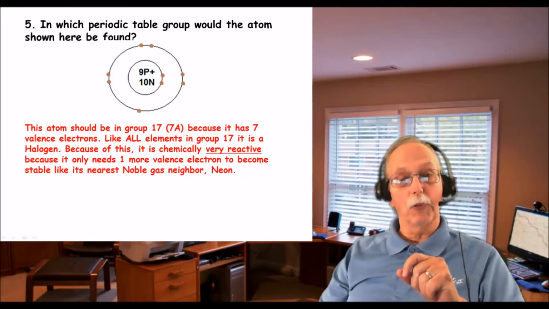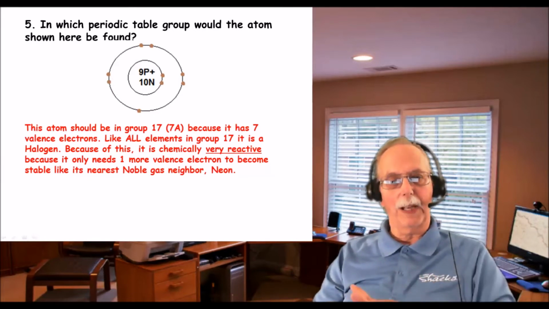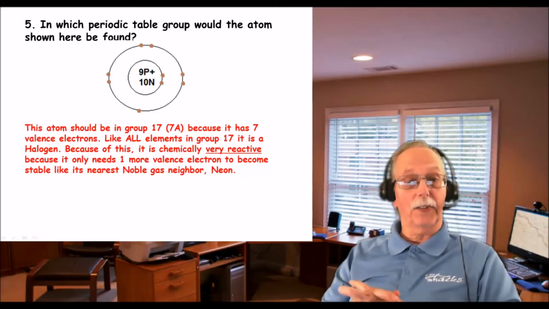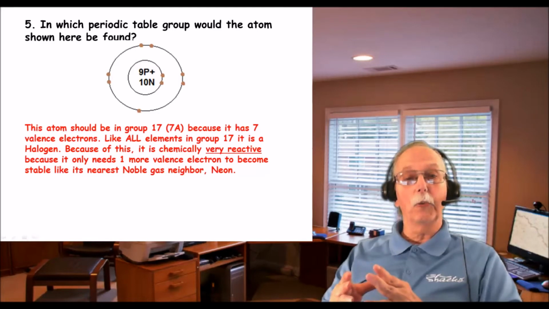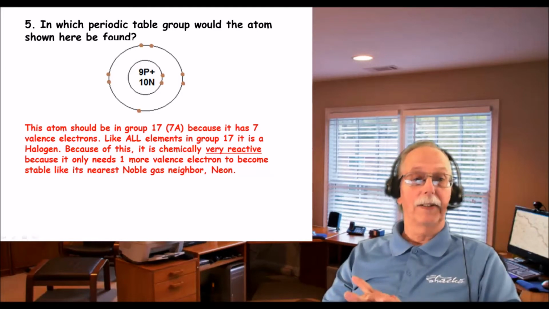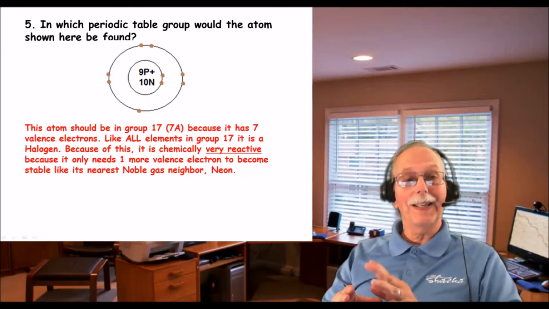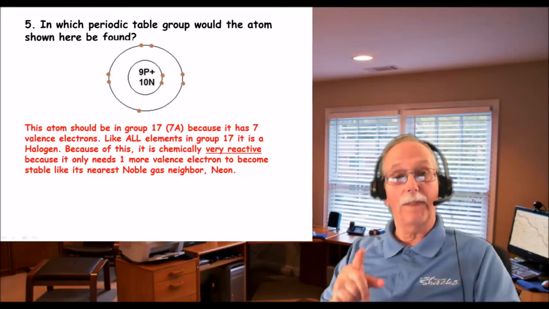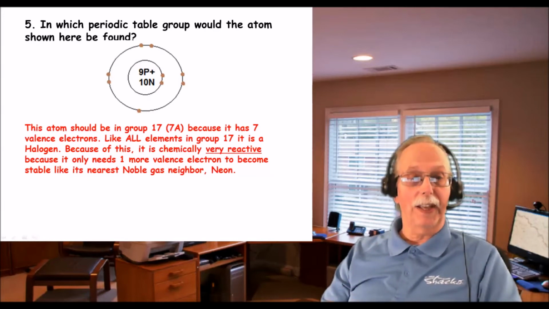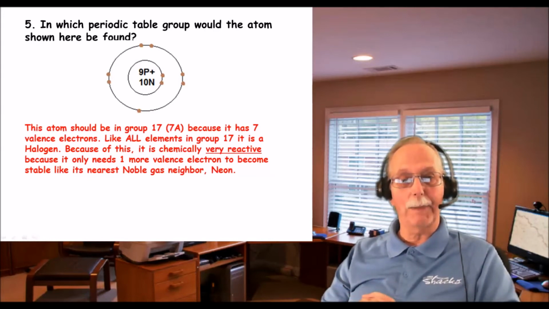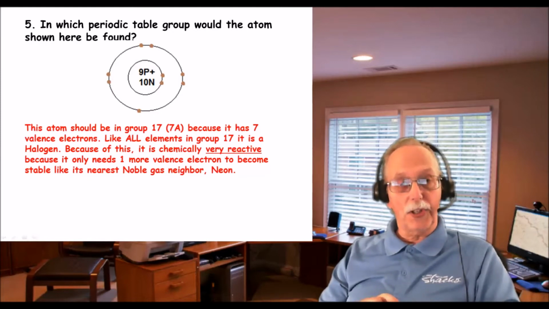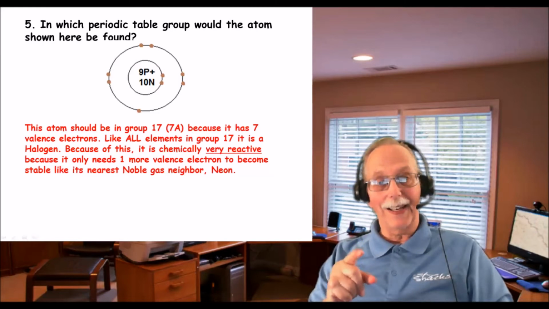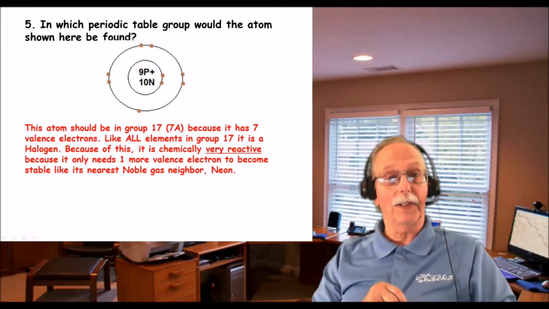This atom should be in group 17, or in older periodic tables listed as group 7A, because it has 7 valence electrons. Like all elements in group 17, it is a halogen. Because of this, it's extremely chemically reactive. Why? Because it only needs 1 more valence electron to get a stable octet, like its nearest noble gas neighbor, neon. And you can see in this diagram that 1 more electron would make that stable octet in that highest energy level, that valence level.